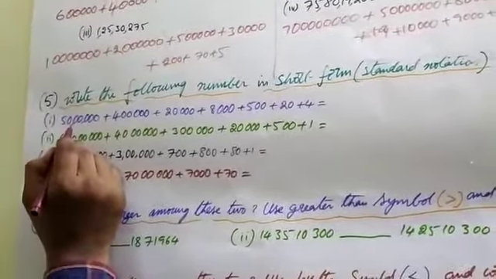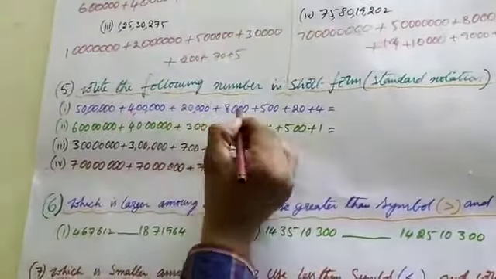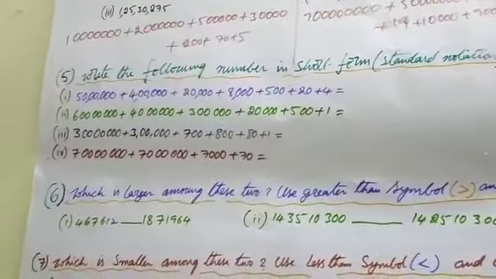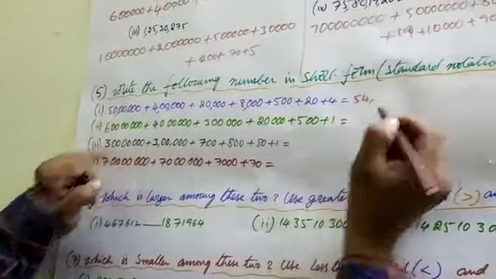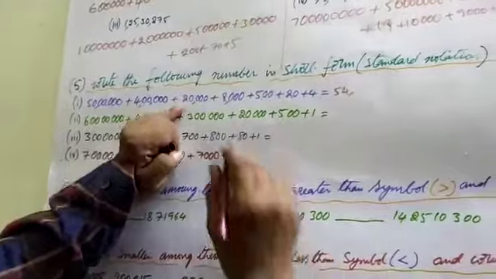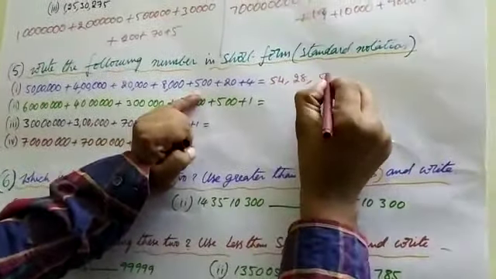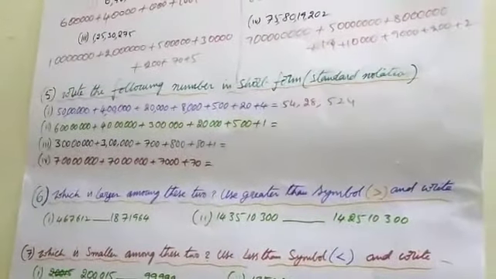50 lakhs, 4 lakhs, 20,000, 8,000, 524. That is called 54 lakhs 28,000 524. 524.